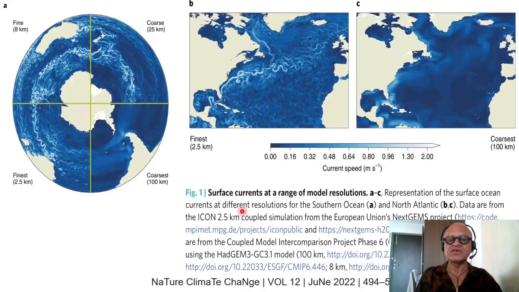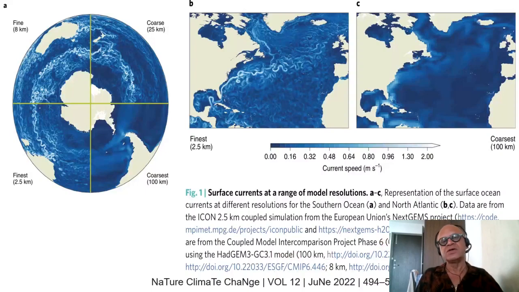So the caption of this figure is Surface Currents at a Range of Model Resolutions from A to C, representation of the surface currents at different resolutions of the Southern Ocean and the North Atlantic here. Data from ICON 2.5 kilometer coupled simulation from the European Union's NextGEMS project. Lower resolution models are from the coupled model intercomparison project CMIP 6.